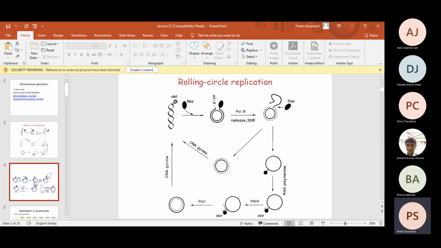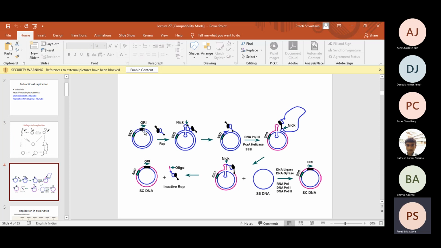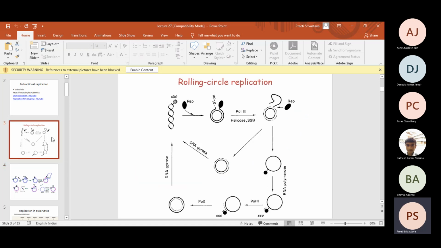DSO is the double-stranded origin. The Rep protein binds to the double-stranded origin of replication, which contains a hairpin loop, and it binds to the loop region of the hairpin and makes a nick. The moment it makes a nick, enzymes like DNA polymerase 3, PcrA helicase, and single-stranded binding protein act, and this is better visualized in this figure.